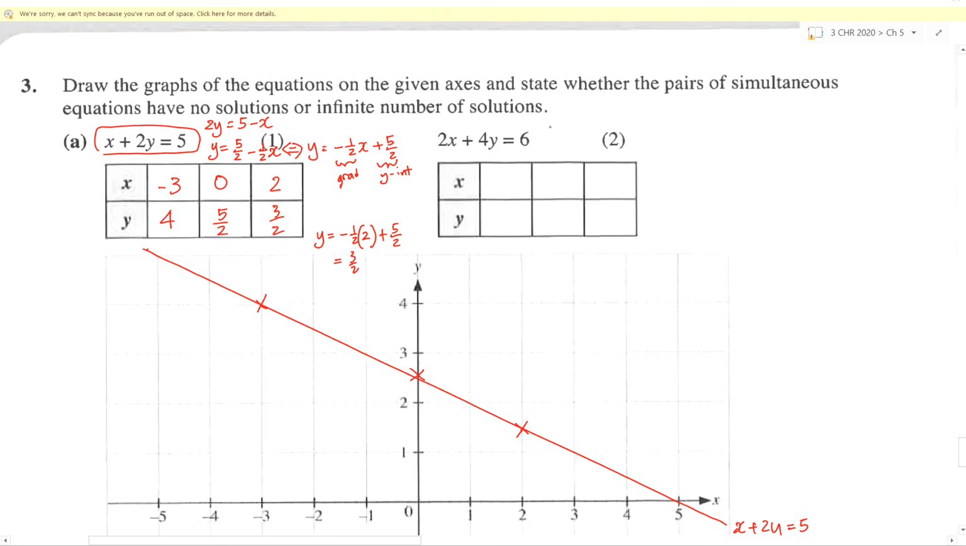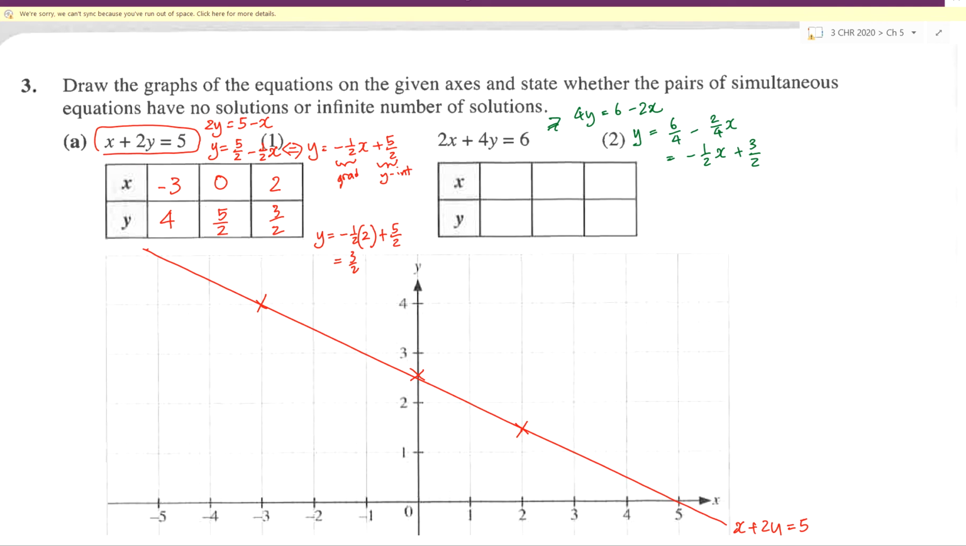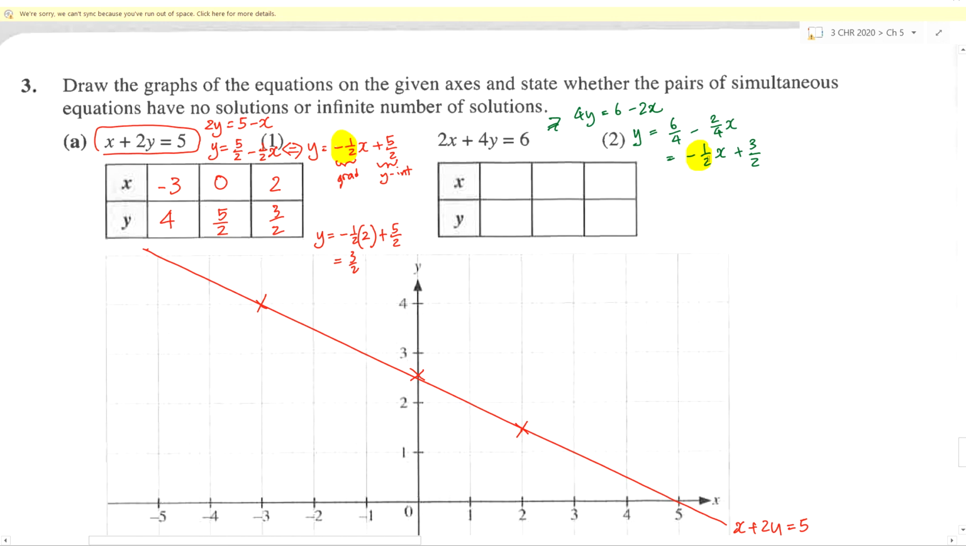Again, we want to make y the subject. So we have 4y equals 6 minus 2x. We divide by 4 throughout. We arrive at y equals 6 over 4 minus 2 over 4 times x. Do some simplification and rearranging, and we arrive at negative half x plus 3 over 2. Before we plot the graph, I want you to look at the gradients of these two equations. We've got negative half here and negative half here. They have the same gradient, which means that we expect these two lines to be parallel to each other.